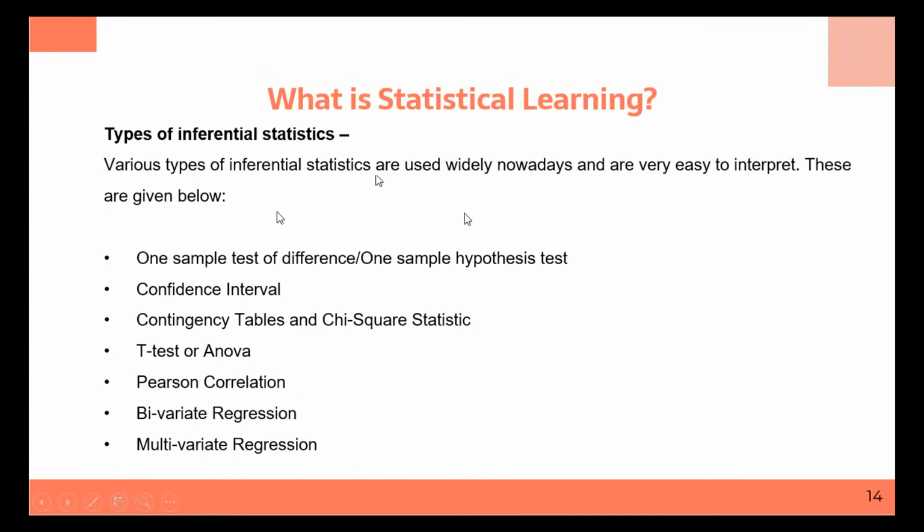Types of inferential statistics: one sample test of a difference or one sample hypothesis test, confidence interval test, contingency table and chi-square statistics, t-test or ANOVA, Pearson correlation, bivariate and multivariate. We will go through all of them one by one. These are the types of inferential statistics. They have been formed based on the different methodology that we implement to arrive at an outcome, that this is my actual outcome that I am expecting.